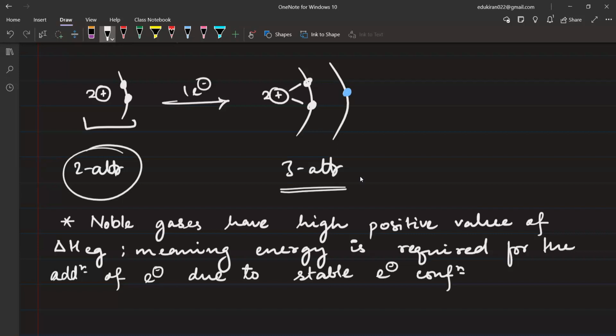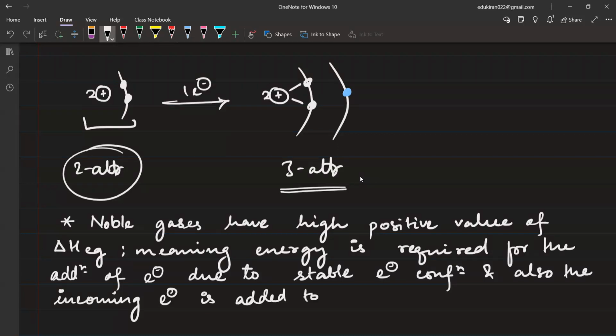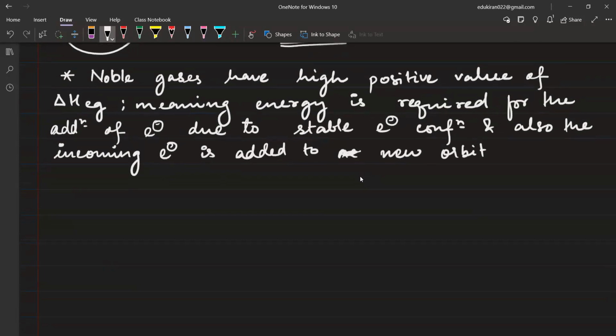and also the incoming electron is added to a new orbit requiring high energy.